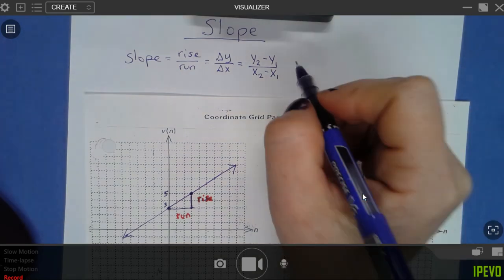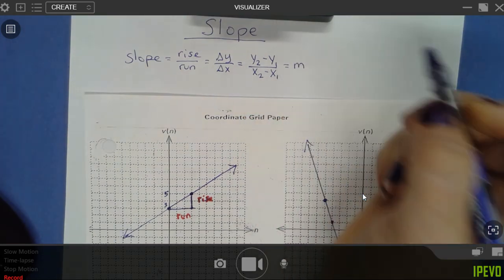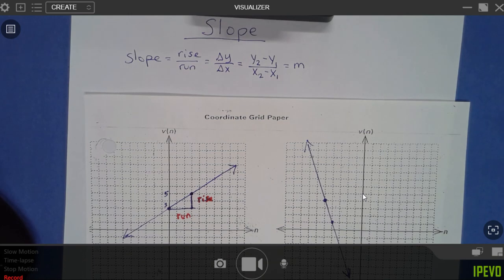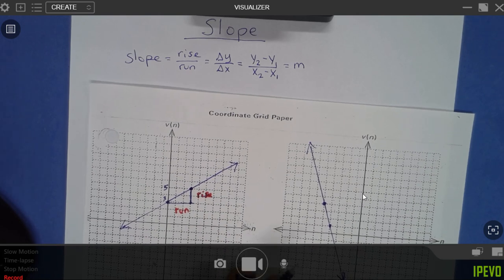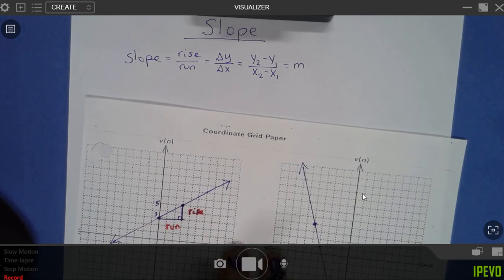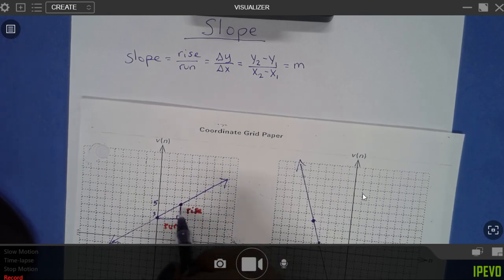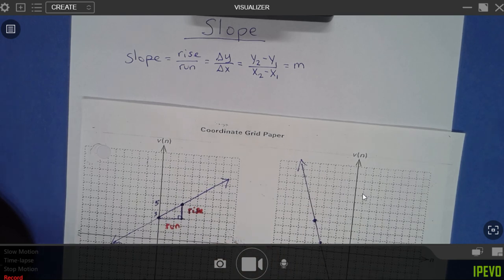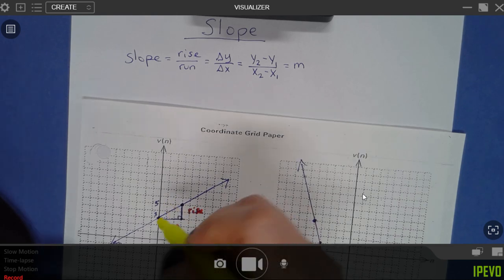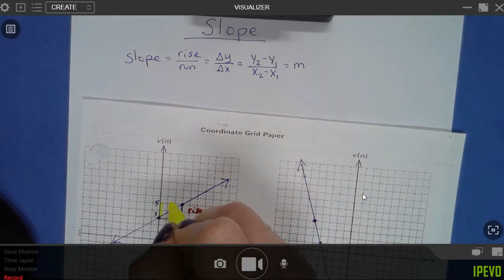A lot of times you have it equaling m, because we use m to represent slope. Don't know why that is, but there it is. And notice I built a little triangle here. A lot of people call it the slope triangle. It is a right triangle, and you can see the rise and the run. Would you agree I could have built my slope triangle over here, from here to here, and then from here to here? Identical triangles.